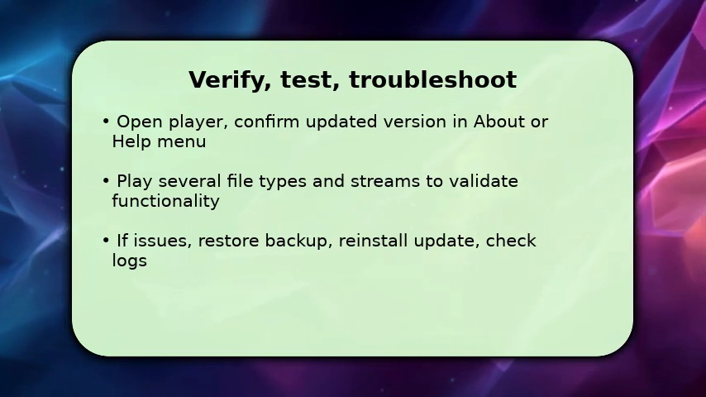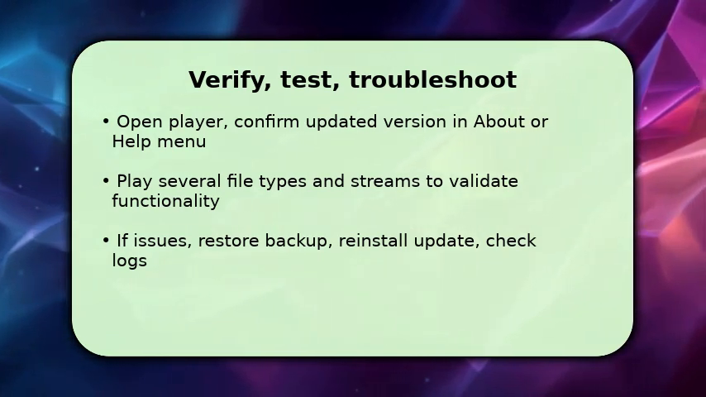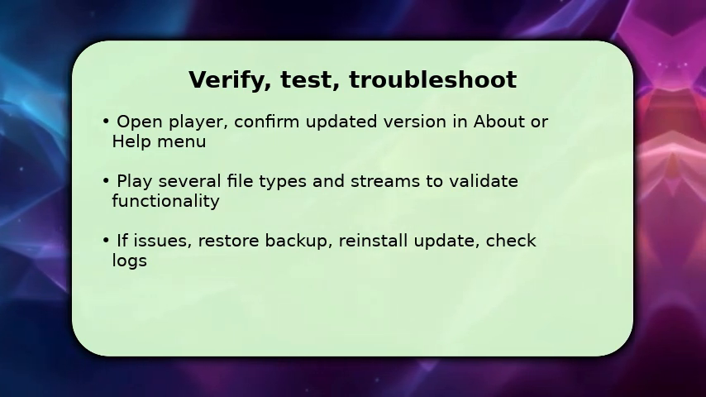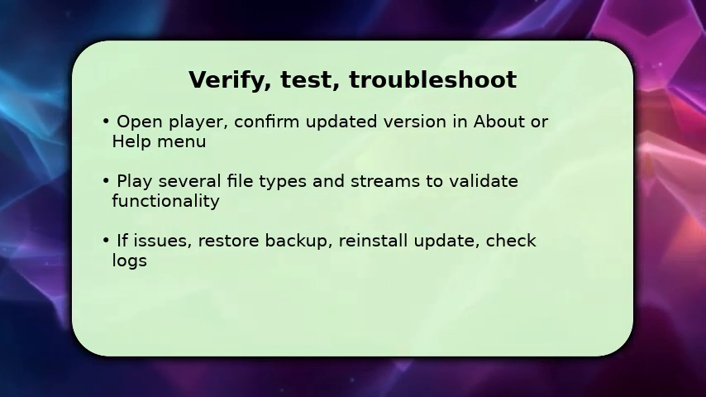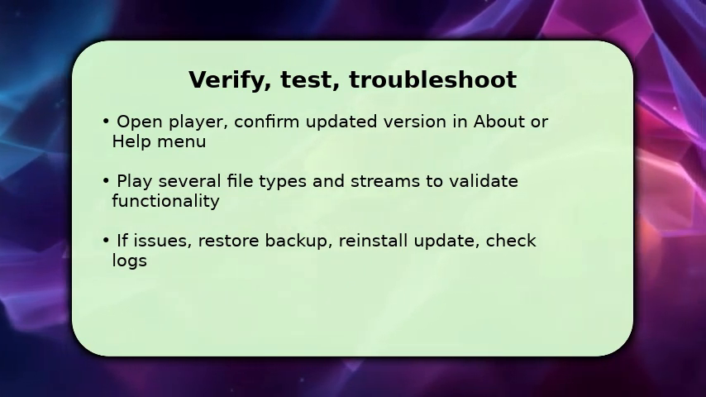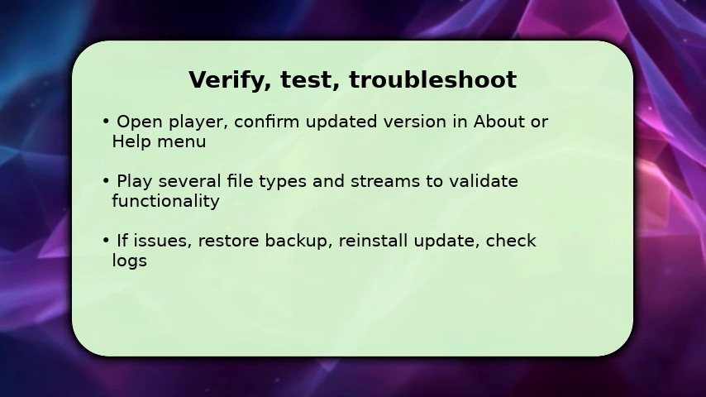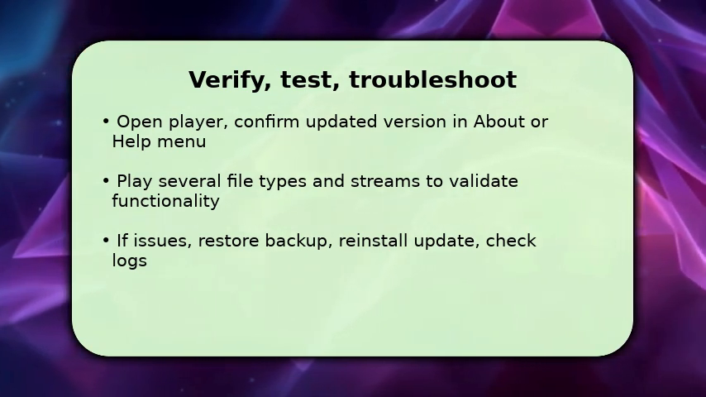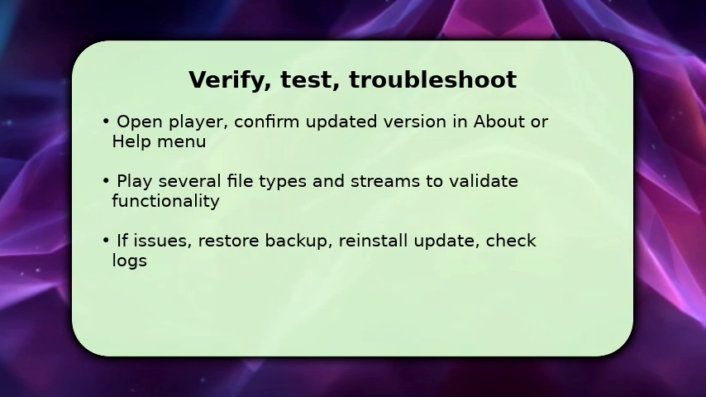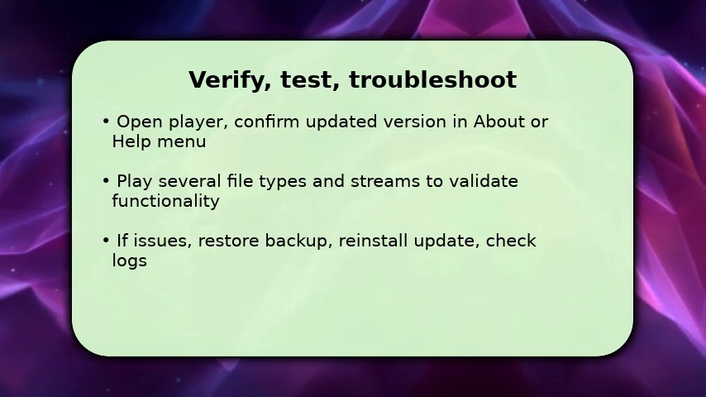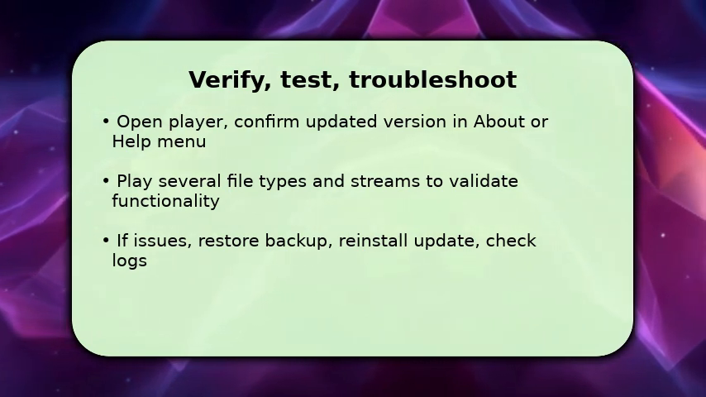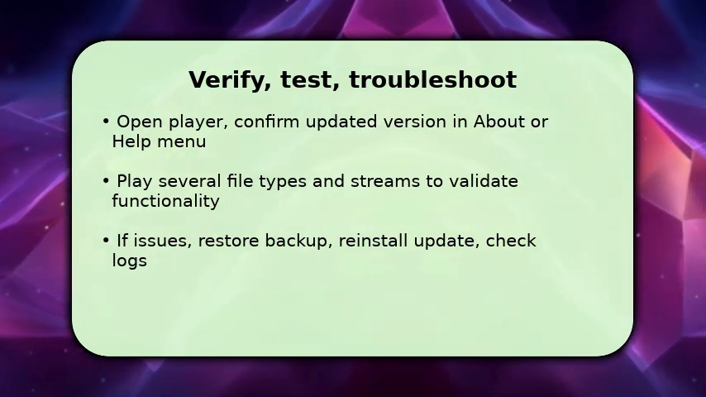Then test playback across common file types and streaming sources to ensure codecs, subtitles, and audio output work as expected. If something fails, consult the player logs and error messages. Restore your backup configuration before retrying the installer to avoid compounding changes. One key troubleshooting tip: if playback is degraded, reinstall only the codecs or reset preferences rather than a full uninstall to preserve libraries and speed recovery.